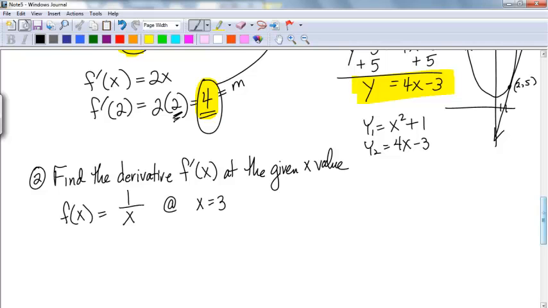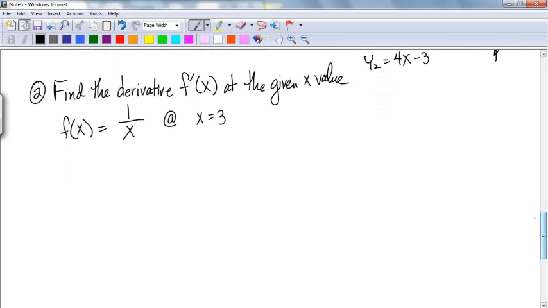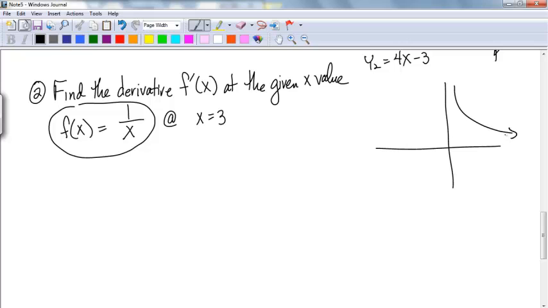First, without looking, what's that going to graph? Y equals 1 over x. If you cross multiply, it's going to be x times y equals a number. X times y equals a number is always going to give you the hyperbola. And they want to know at x equals 3. So let's look.